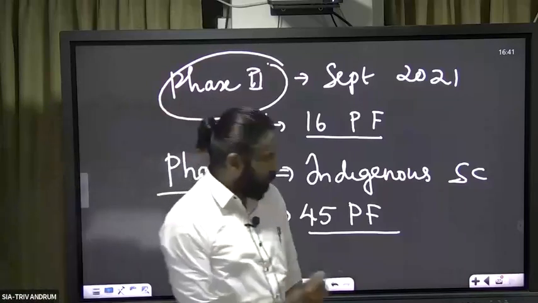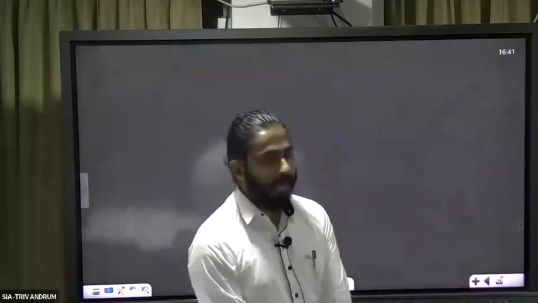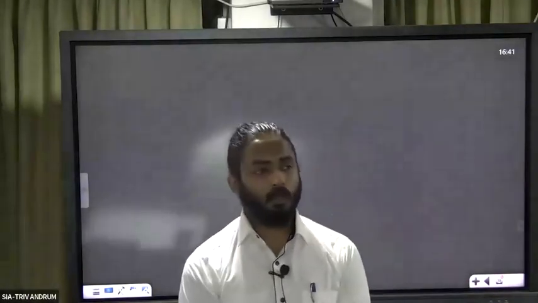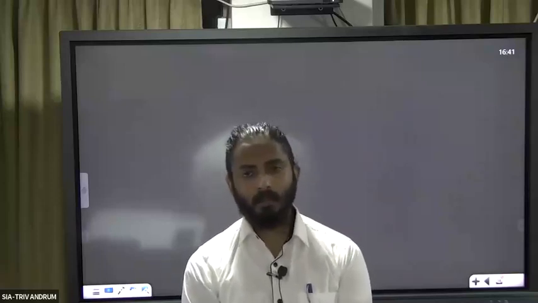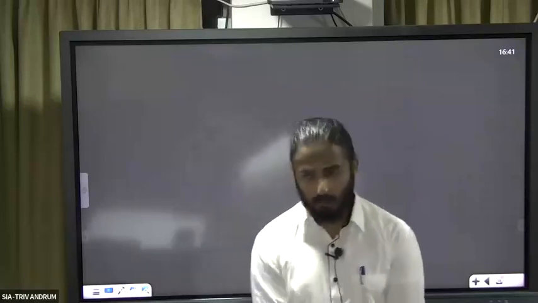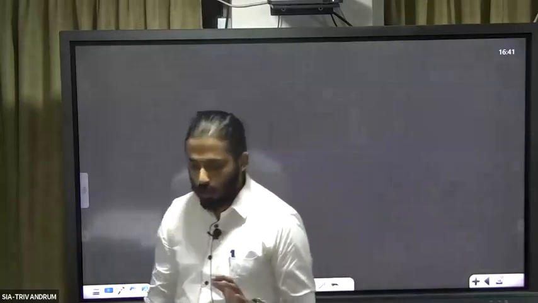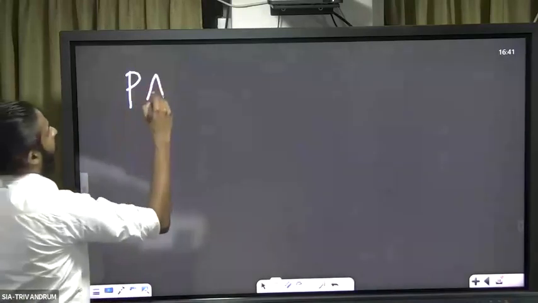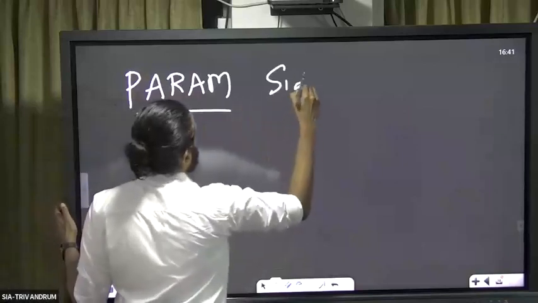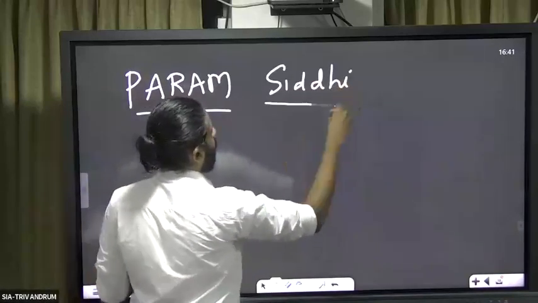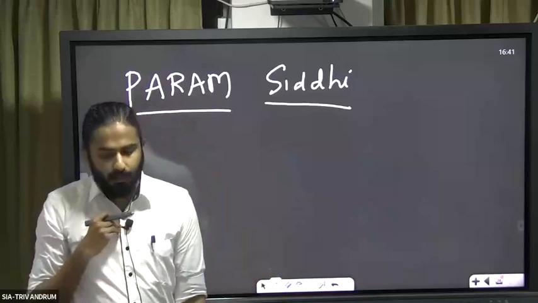Now, a probable question can be, which is the fastest supercomputer in India? If you have not gone through the current affairs, you might still say Pratyush is the fastest supercomputer in India, which is wrong. Last October, CDAC developed a supercomputer called Param Siddhi. This is the fastest supercomputer in India now.